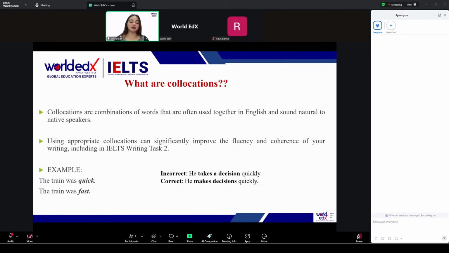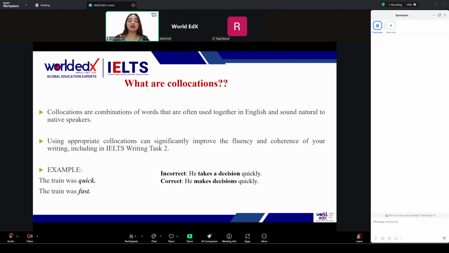And let me think of some more examples that will make it clear for you what collocations are. We will not say I had a very powerful coffee, right? Even though powerful actually means something very strong, we say in the morning I had a strong coffee. So strong coffee, strong here is a collocation.